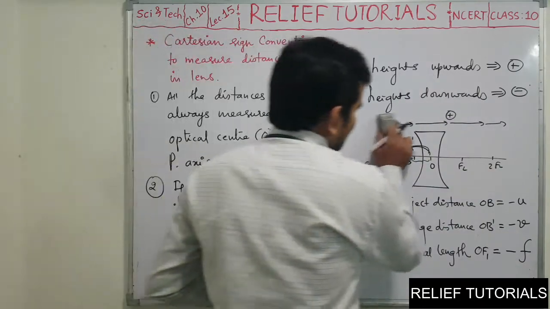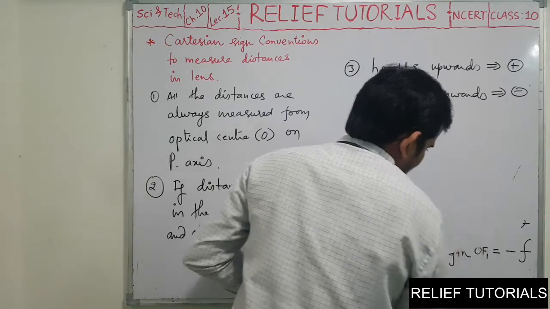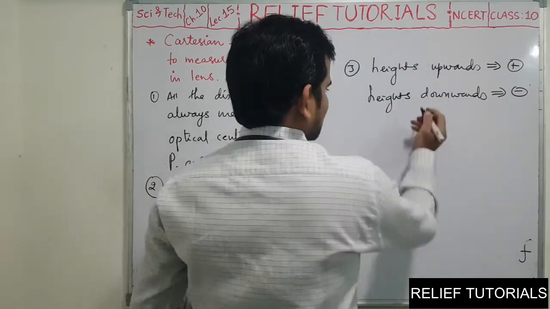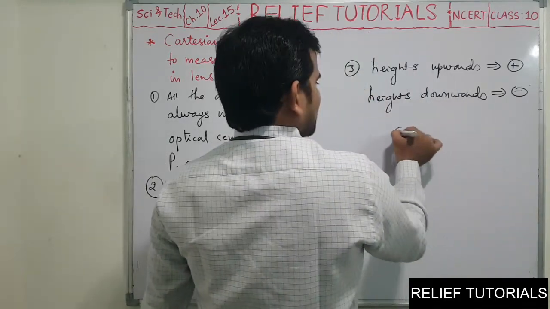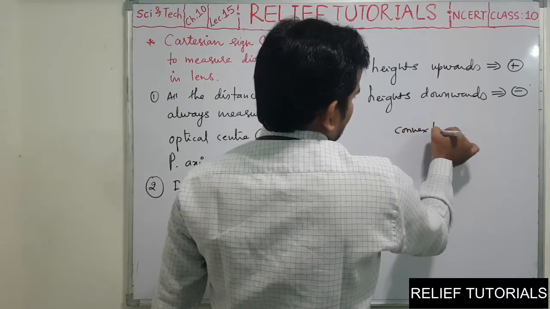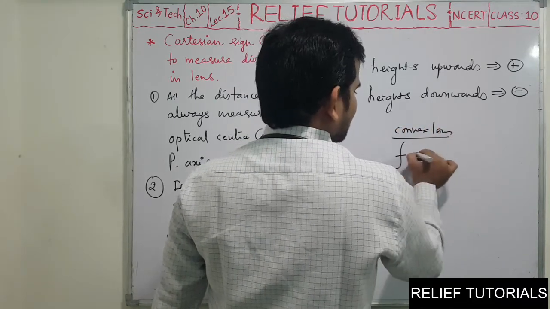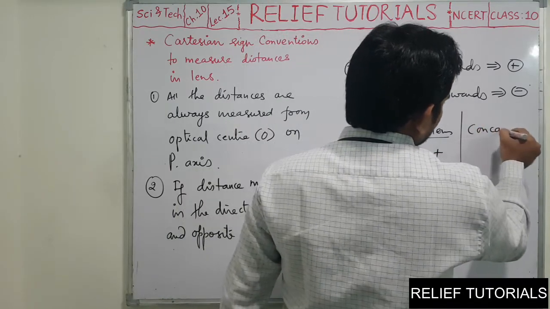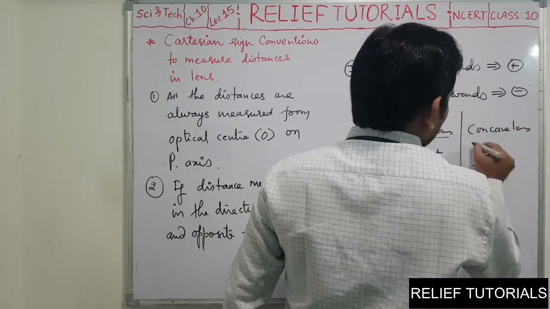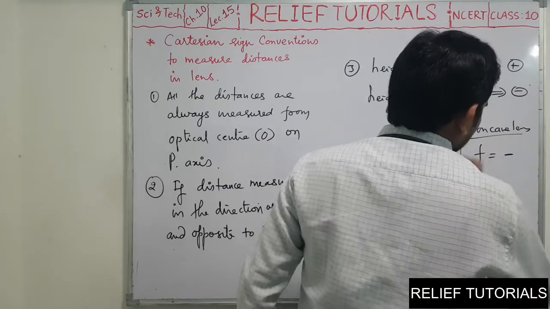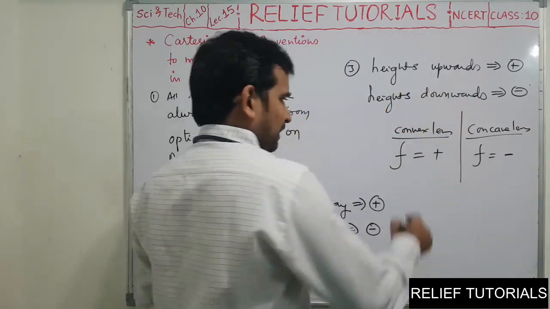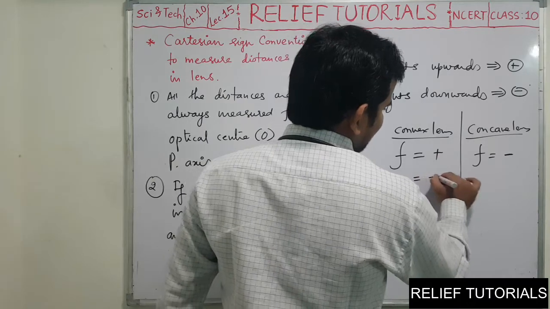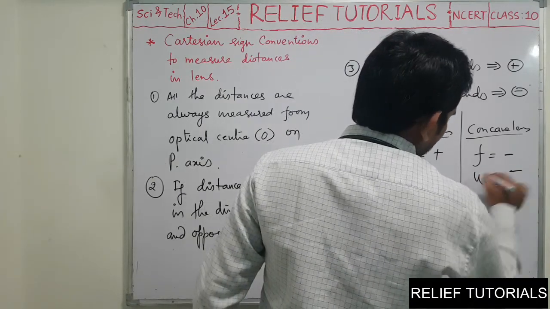So the conclusion is: for a convex lens, focal length is always positive, and for a concave lens, focal length is always negative. Object distance is obviously always negative in both cases.